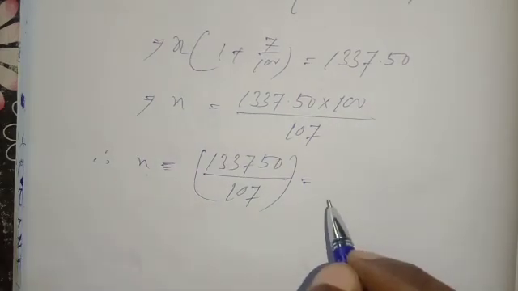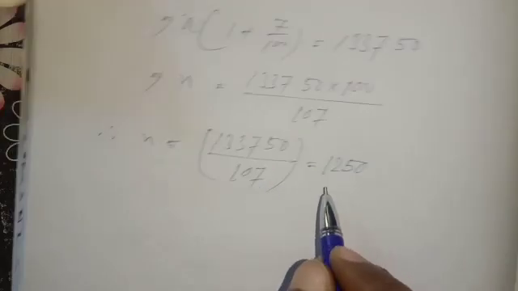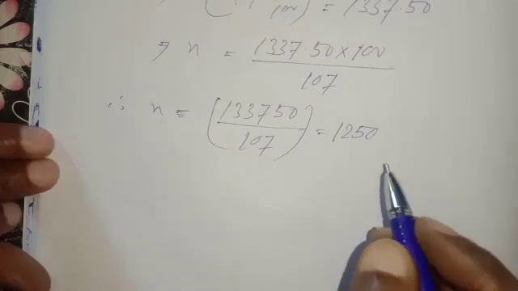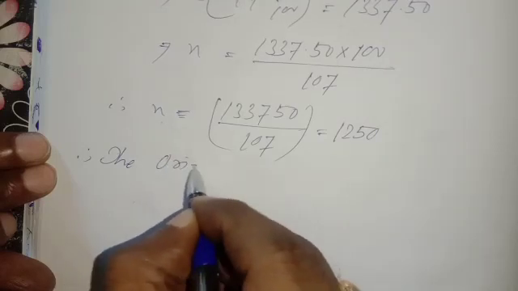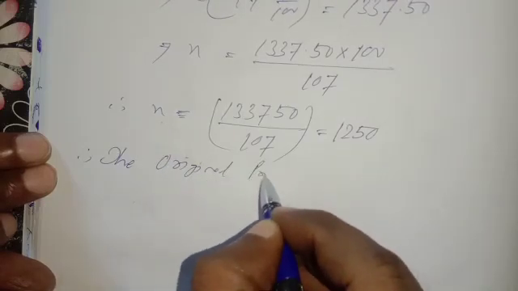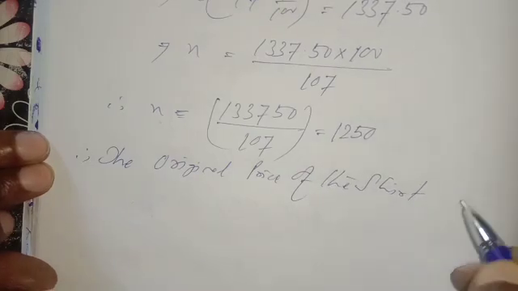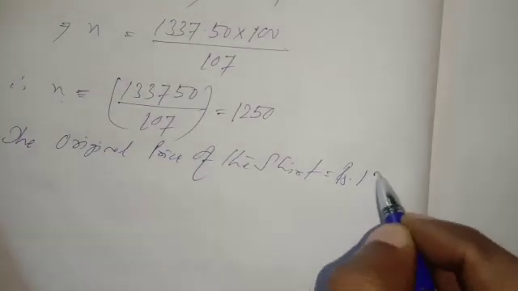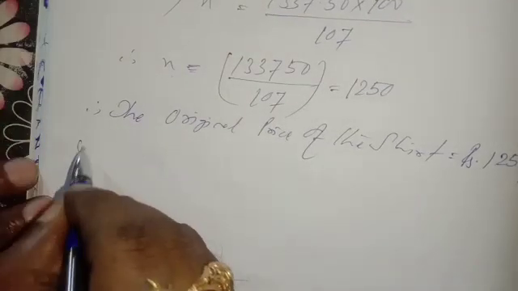Okay. If you divide, it is coming 1250. Therefore, the basic original price of the shirt is equal to how much? 1250. I think these are clear sums. Next question.